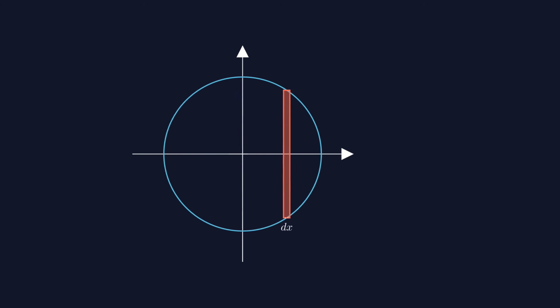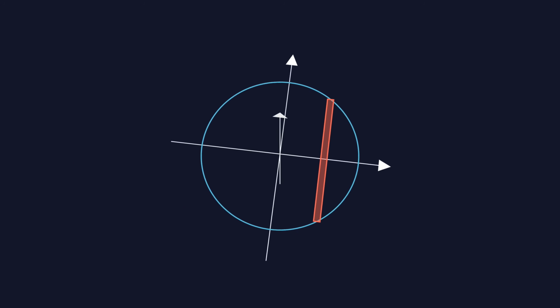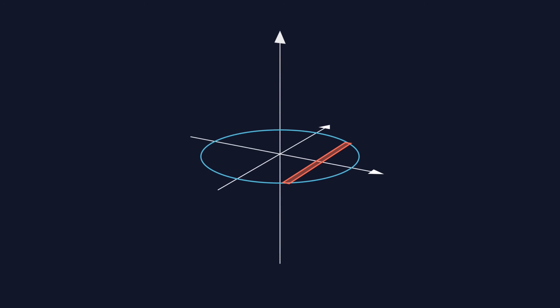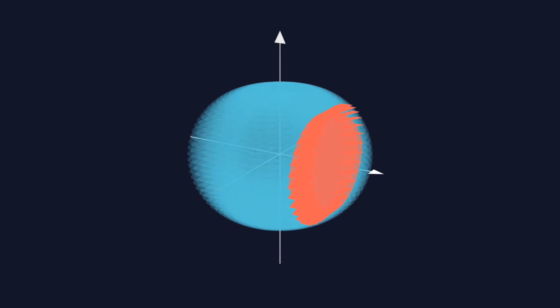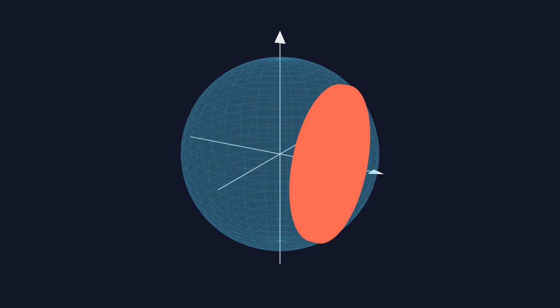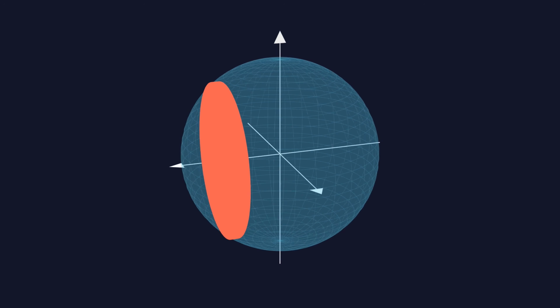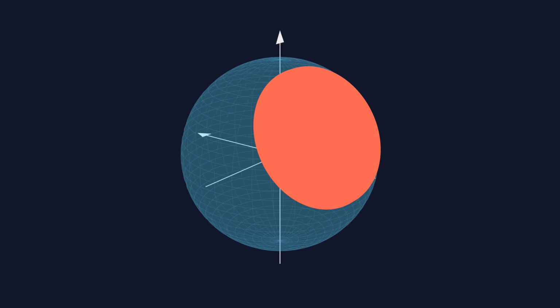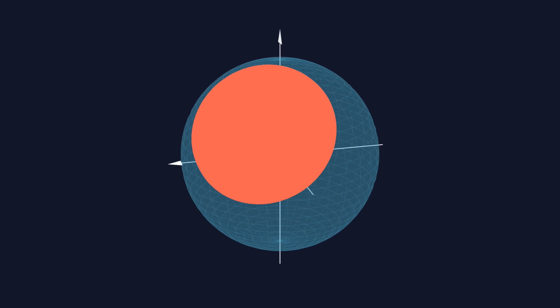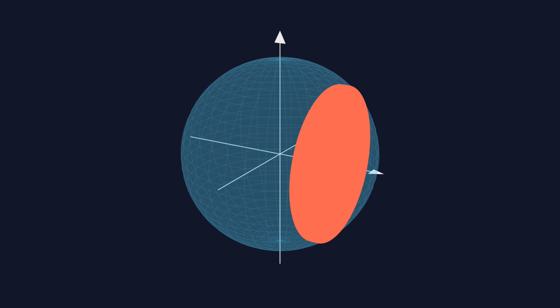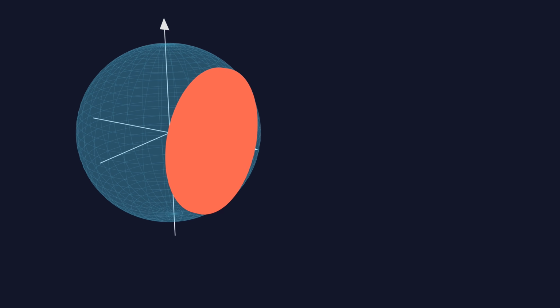Now, watch carefully as the circle turns into a sphere. See how this strip, which was a rectangle in the circle, turns into a cylinder. This is a very important piece of information, because the volume of the sphere is actually the sum of the volumes of all these cylinders, just like the circle's area was the sum of rectangles. So, what's the volume of this very thin red cylinder?